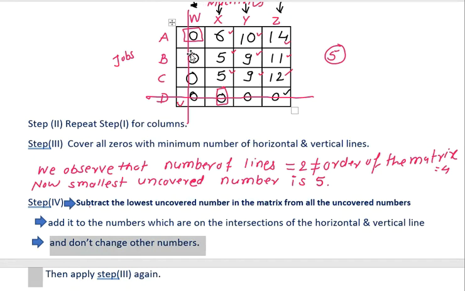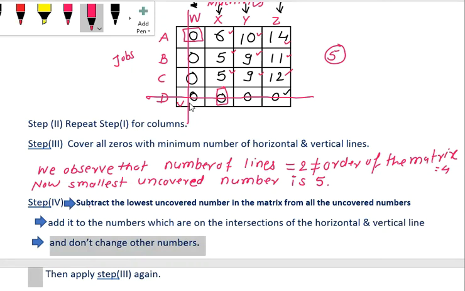So first column: 0, 0, 0, these are the 3 numbers on the line. Do not change these numbers because these are not uncovered numbers. And on the intersection we add 5. So 0, 0, 0, 5. These are the numbers in the first column.